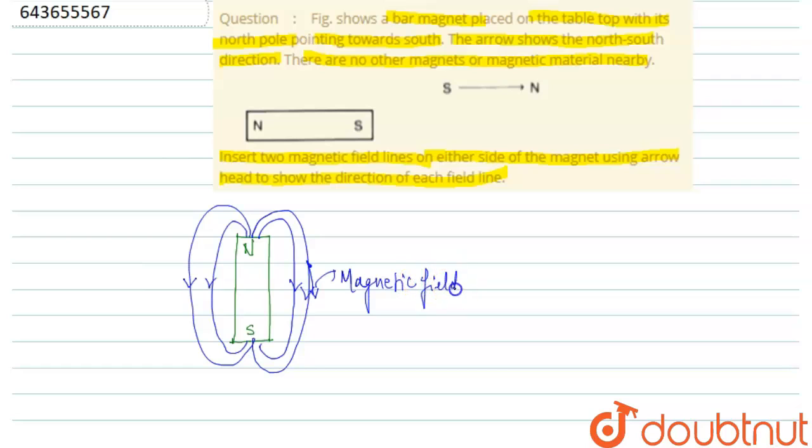Magnetic field lines never intersect each other, because if they intersect, then at that point there would be two directions of the magnetic field, which is not possible. So the magnetic field lines never intersect each other. Outside the magnet they go from north to south, and inside it is from south to north. So the direction of the magnetic moment is from the south pole to the north pole.